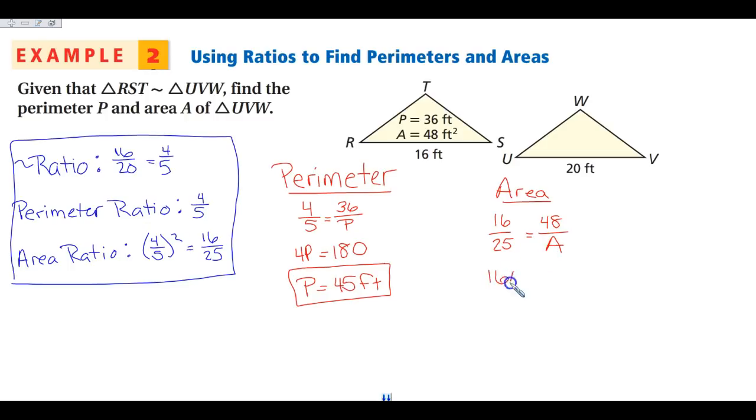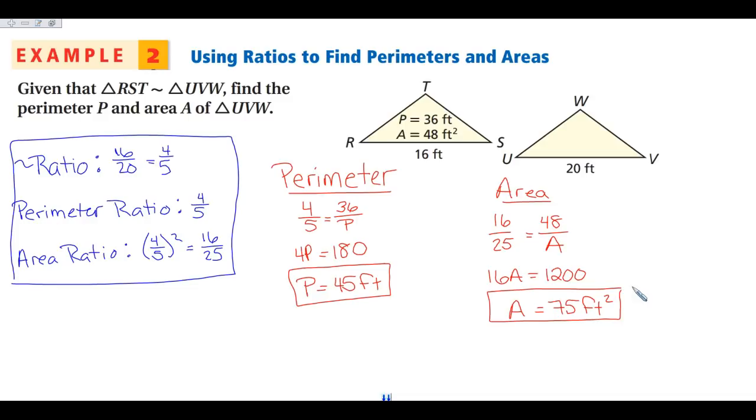So again, we're going to cross multiply. I'm going to get 16A equals 25 times 48, which is 1200. I'm going to divide both sides by 16, and this is going to give me 75. Okay, again, our unit is in feet, and for area, our unit is feet squared. Remember, your area units are always squared.